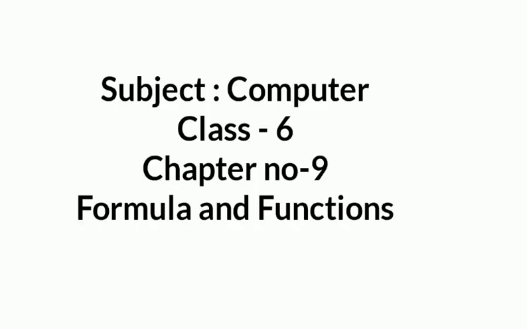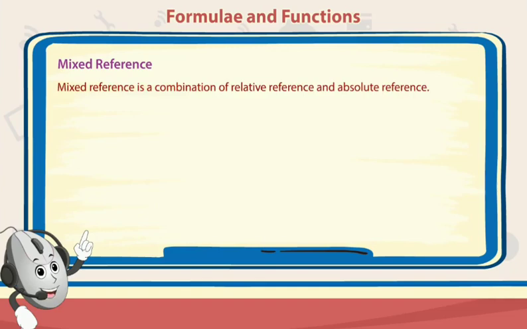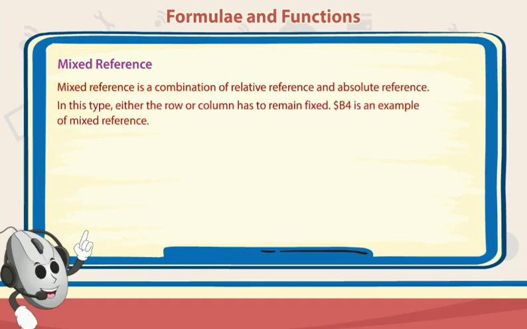Today we are going to continue our chapter number 9, Formula and Functions. So, let's start with mixed reference. Mixed reference is a combination of relative reference and absolute reference. In this type, either the row or the column has to remain fixed. $B4 is an example of mixed reference.